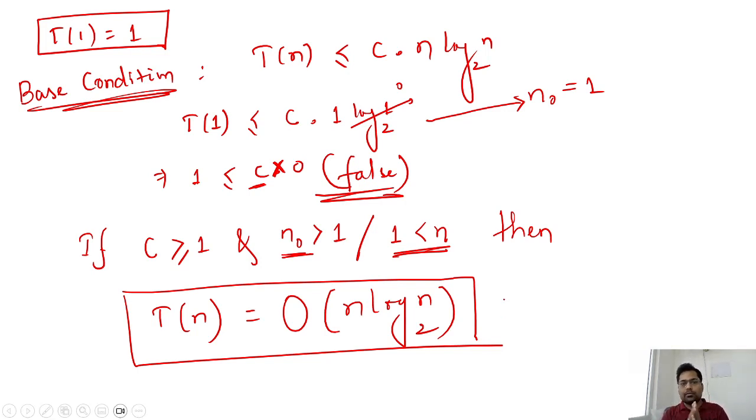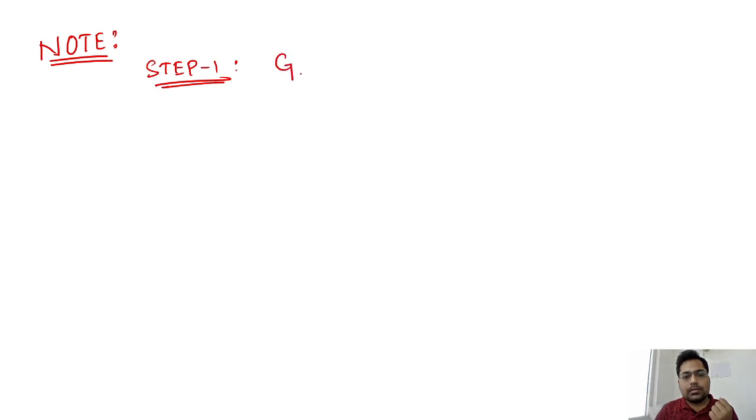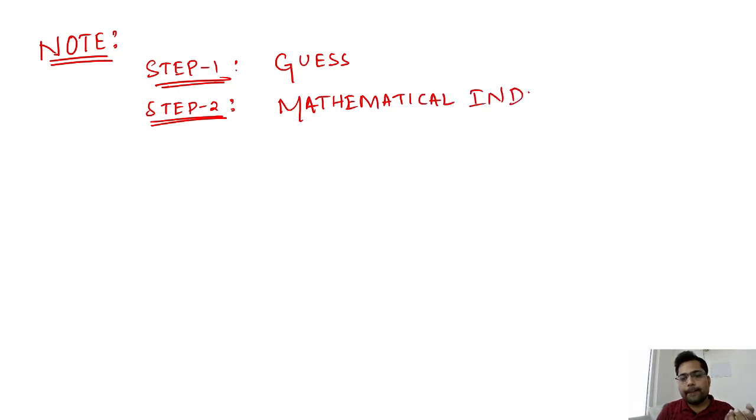So what we have done is gone for the guesses. Again I'm just writing the note: in substitution, your target should be to go for a proper guess. First step, step one, guess. Step two, proof. But before that, you need to check by assuming it's true, or it's mathematical induction, you can say. Guess, then mathematical induction.